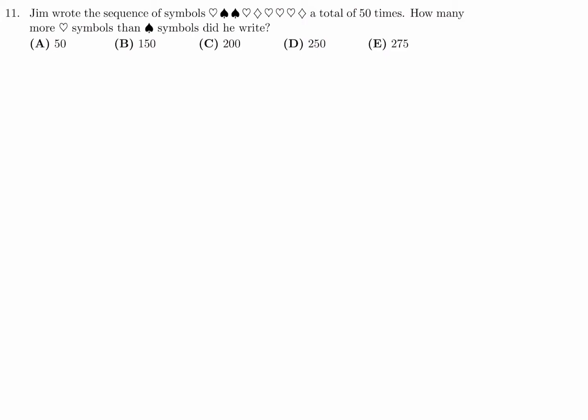Jim wrote the sequence of symbols a total of 50 times. How many more hearts than spades symbols did he write? If you look at that original sequence, there's 9 symbols, right? And of those 9 symbols, 5 are hearts, and 2 are spades, however you draw them, and 2 are diamonds.